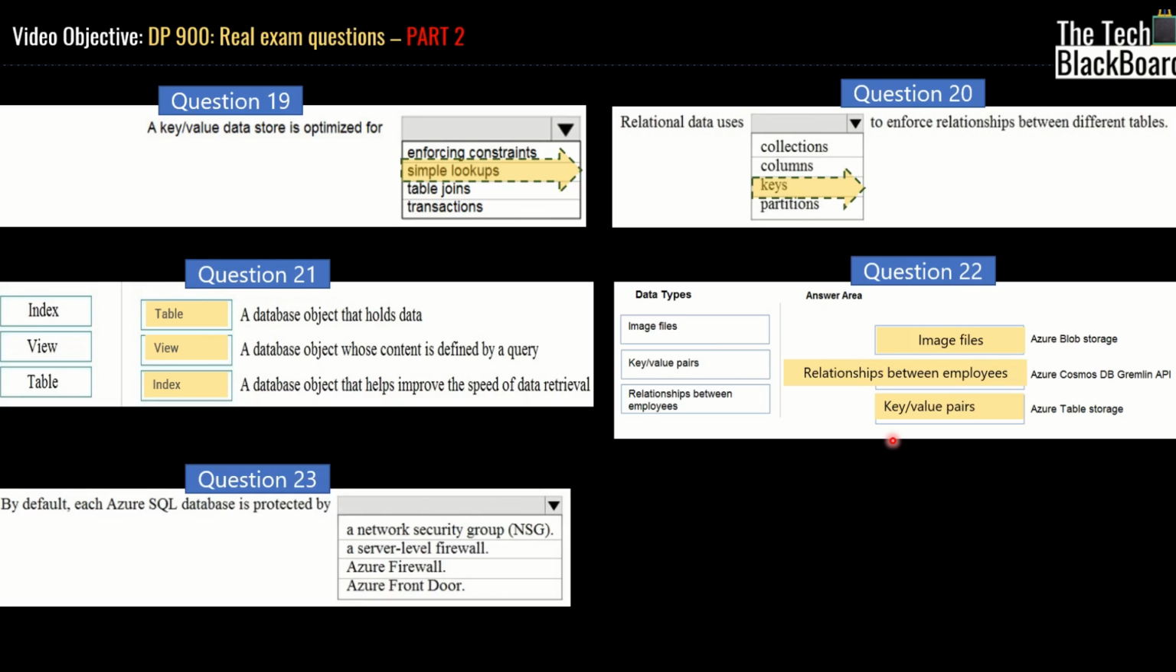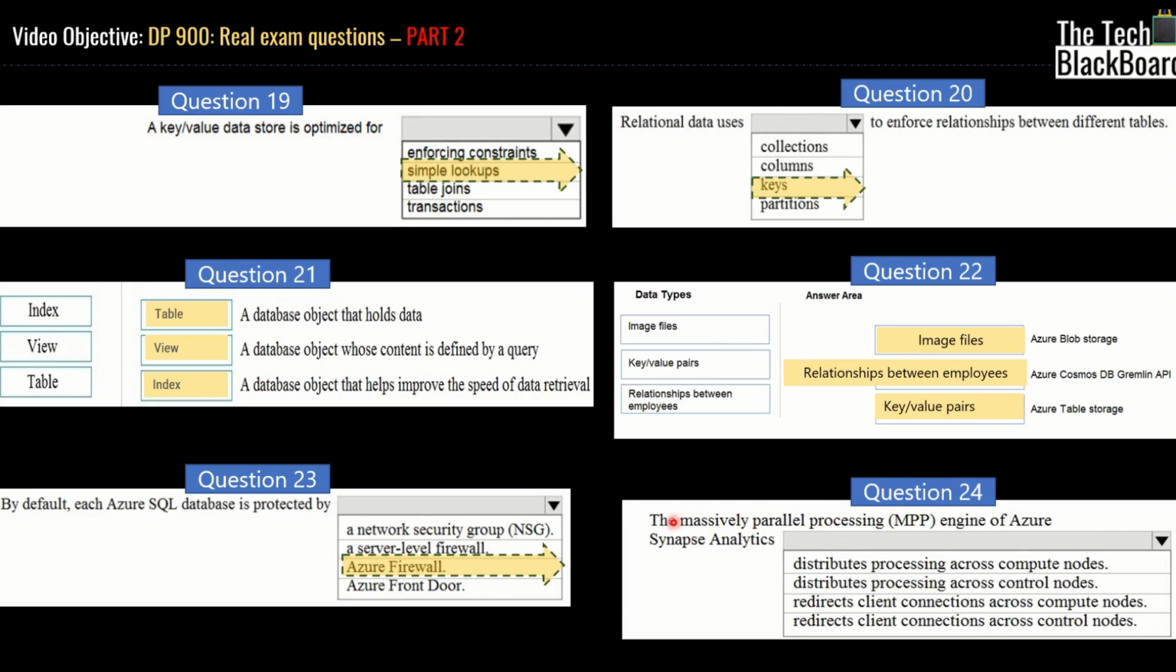Moving on, we have question number 23. By default, each Azure SQL database is protected by what? Is it a network security group? Is it a server level firewall? Is it an Azure firewall, or is it Azure Front Door? So the answer to this question is Azure firewall, right? Okay, then moving on with question number 24.